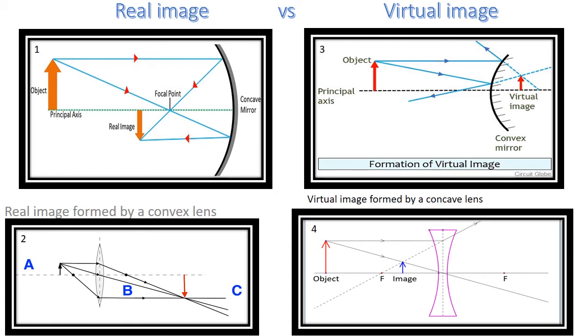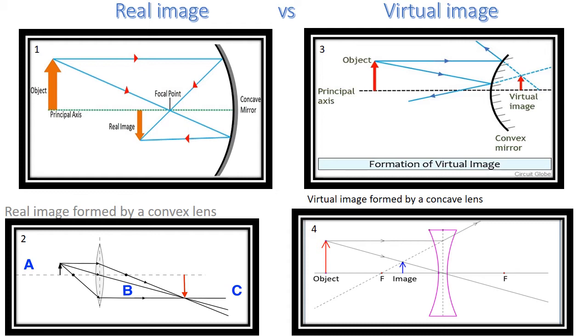In the second figure below that, you can see a convex lens. You can see the object, and from the object three light rays are refracted through the lens and they meet at a point, and there we see the inverted real image. So in both cases, we understood that a real image is formed by the actual intersection of light rays either after reflection from the mirror or after refraction through the lens, and both the real images are always inverted.